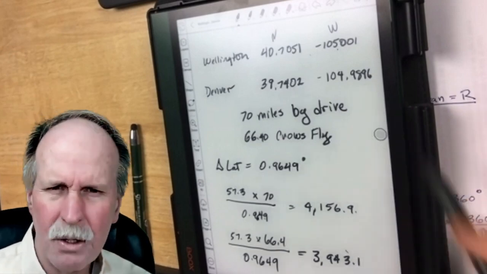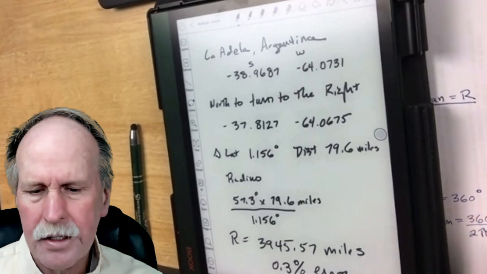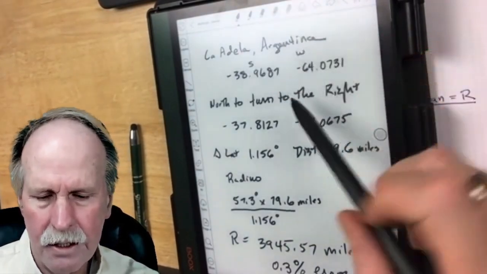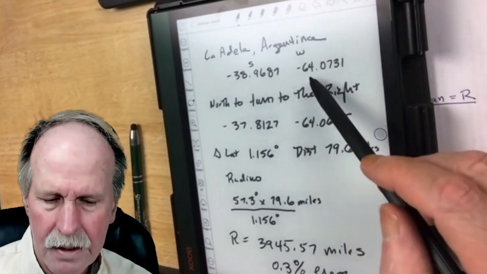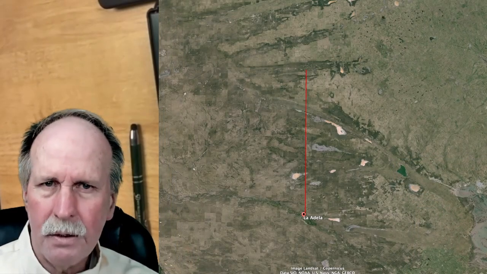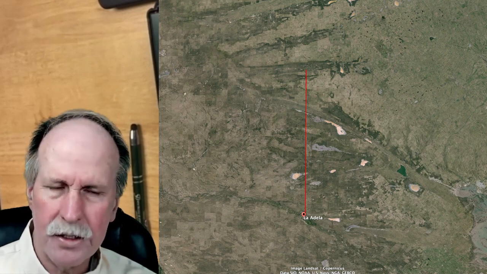Now, does this only work in Denver? Well, turns out no. In South America there's a little town called Atalaia, and that's in Argentina. And here are the coordinates. It's 38.9687 degrees south, 64.0731 degrees west. So here is La Adela, and if you look at the north end of this road, there's a little bend in it. This is a very straight road that goes due north. But right up here at the end, there's a little bend.